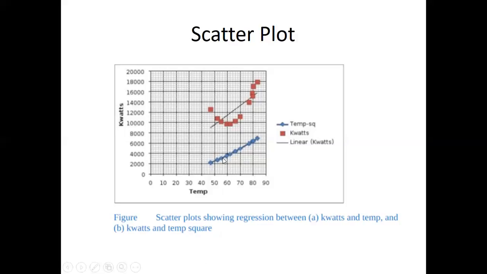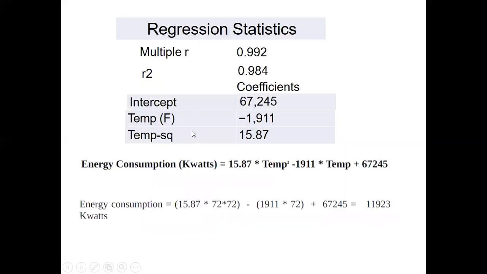The second line is between the kilowatts and the temperature square. Computing the regression model after adding the temperature square variable may lead to the following result. Here the regression statistics is given. R is equal to 0.998. In the same way as we found in the linear case, with the same formula, we find R square. Then we use the intercept and the slope, that is temperature and temperature square. So 15.87 we will get.